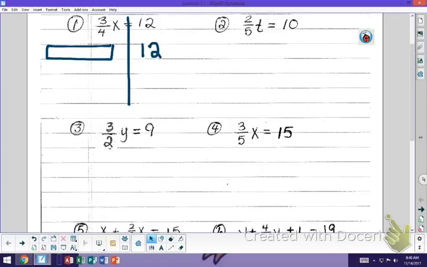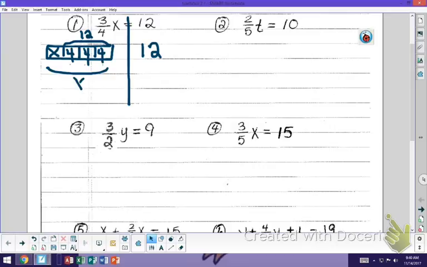Now, I do not need the whole entire x. I only need 3/4 of it. So the 4, which is my denominator, tells me I need 4 pieces. Now, I only need 3/4 of it, so I can cross off one of them. So these 3 parts have to add up to 12. So what number will give me 12? 4 plus 4 plus 4. So 12 divided by 3 is 4. So each one of those is 4.